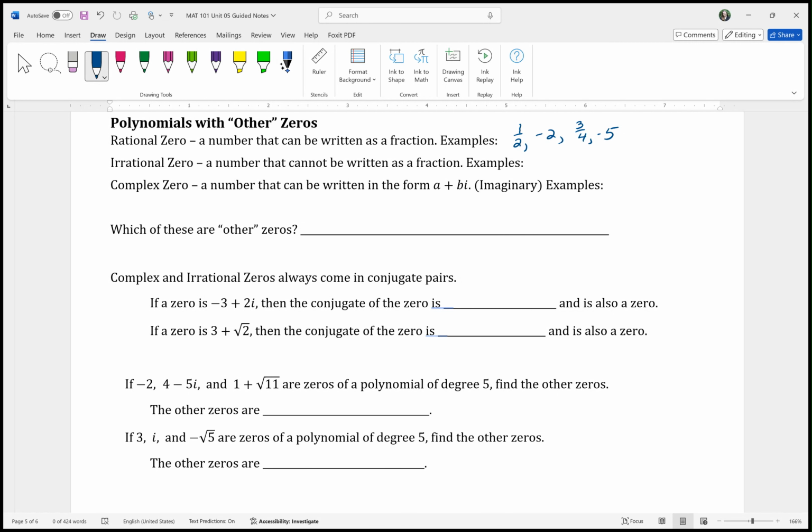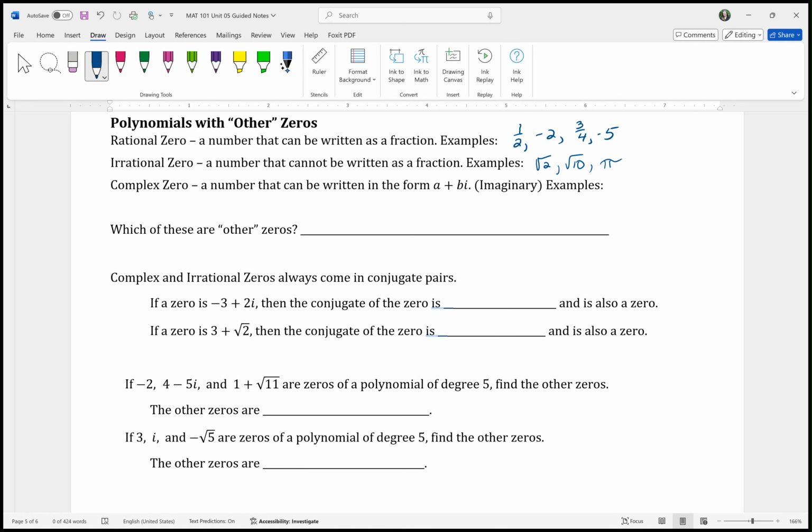Irrational zeros are numbers that can't be written as fractions. So some examples of irrational would be those square roots that we've been seeing sometimes, okay, like square root of 2, square root of 10 even. But you also have some irrational numbers that you may have seen before, like pi. That's an irrational number as well.